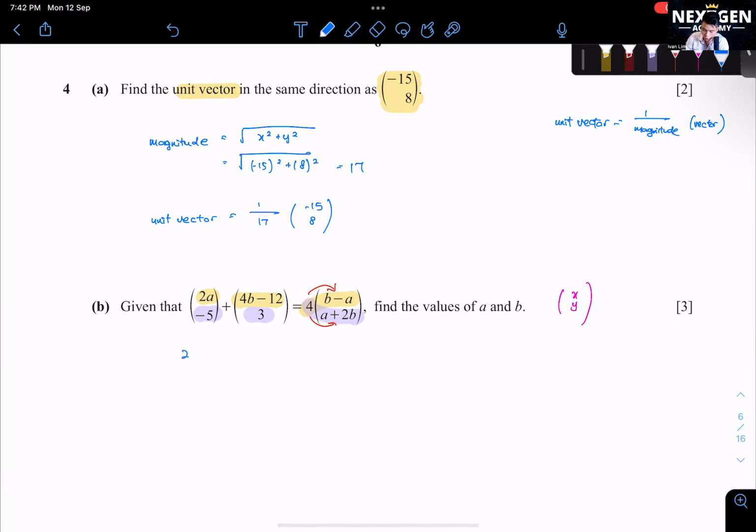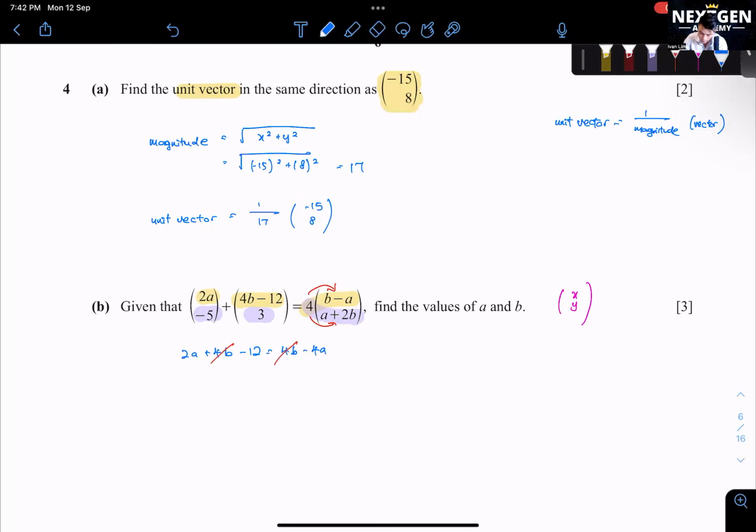So 2a plus 4b minus 12 equals 4b minus 4a. This is my first equation. I rearrange it. 4b and 4b will cancel out with each other.